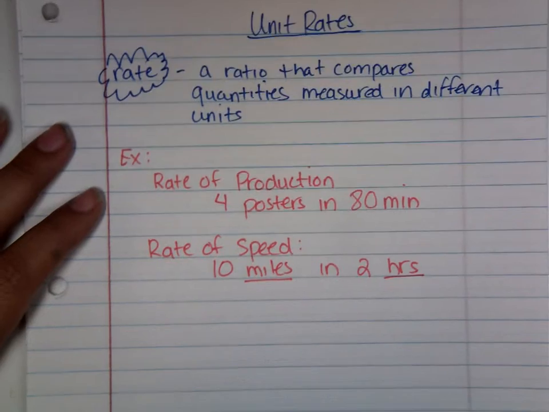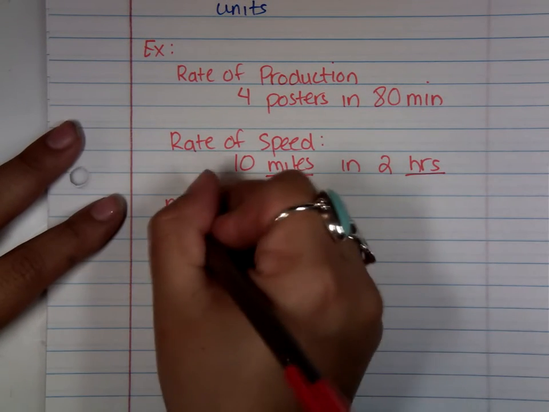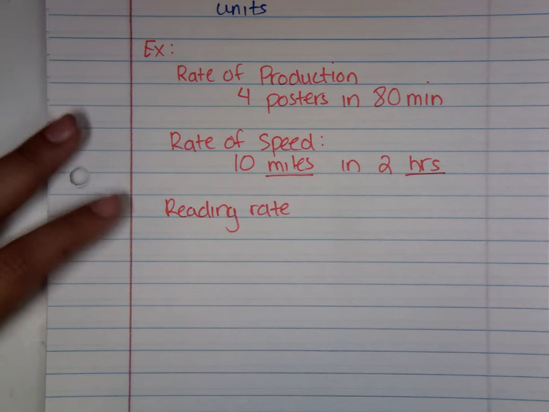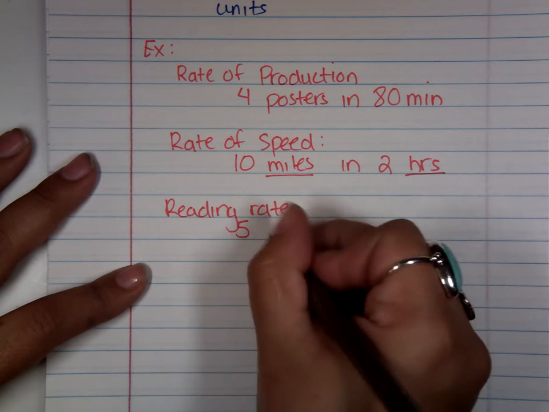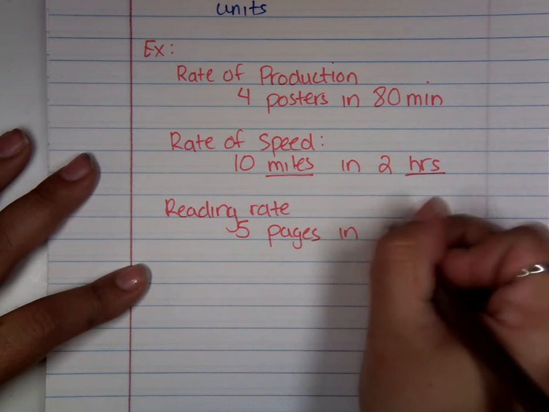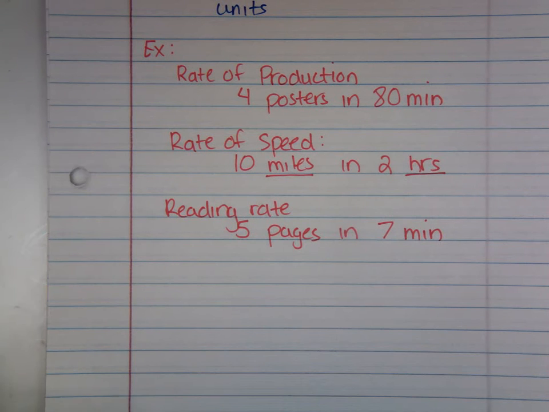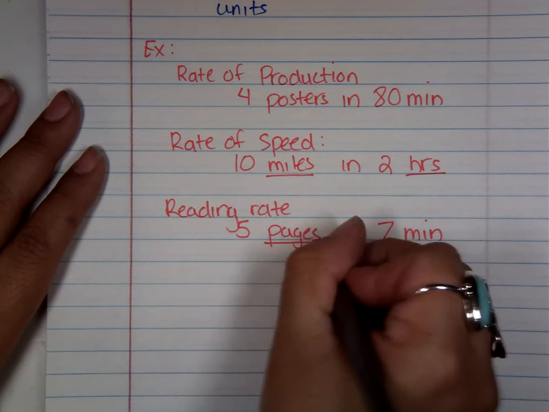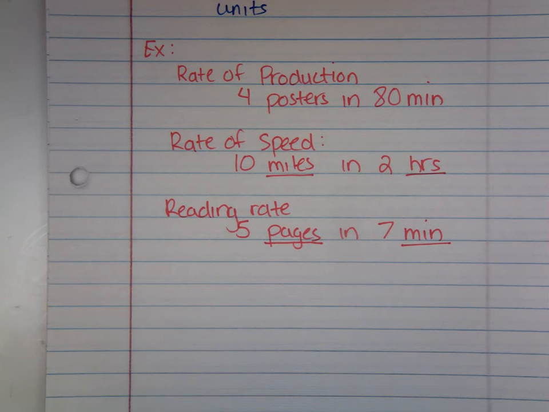A third rate, we could say maybe a reading rate. This is going to talk about how fast you read. So we can say that maybe you read 5 pages in 7 minutes. Go ahead, underline the 2 different units that you see in this rate. Okay, good. So we're reading 5 pages in 7 minutes. These are the different rates that we are talking about.